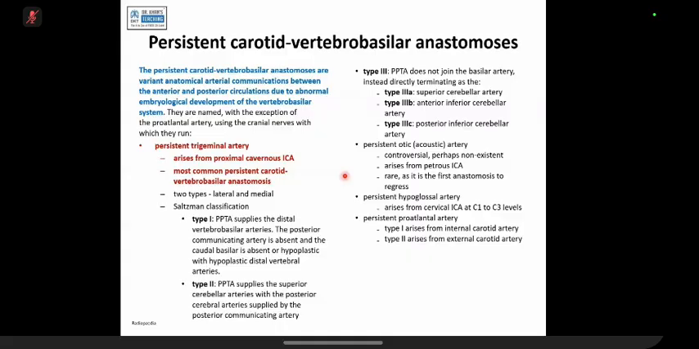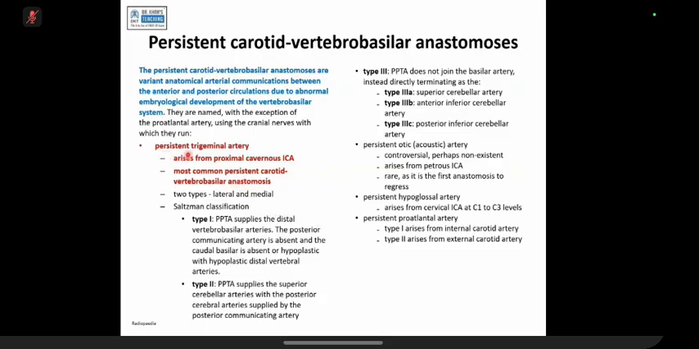So, persistent carotid vertebrobasilar anastomosis. This is from Radiopaedia. I've just cut and pasted here, but I'll just read what is relevant. The persistent carotid vertebrobasilar anastomoses are variant anatomical arterial communications between the anterior and posterior circulations due to abnormal embryological development of the vertebrobasilar system. I don't want to go into all of this. You can read it for your interest if you want.